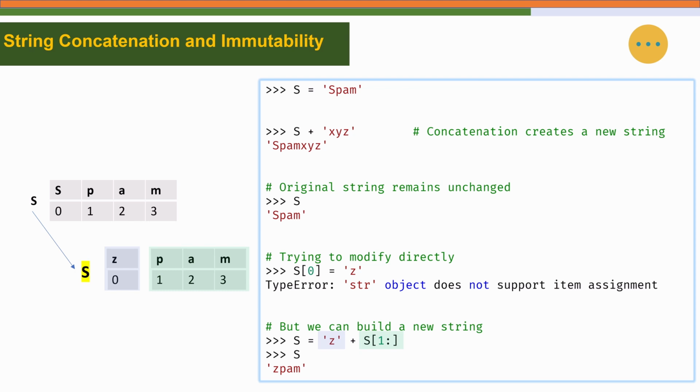Now the new value of S is ZPAM. Essentially, you are not modifying the old string, you are creating a new one and assigning it to the same variable name. Behind the scenes, Python automatically handles memory management and cleans up the old unused string when it's no longer referenced. So the key takeaway here is that strings are immutable, but names are not. You can rebind a name to a new object whenever you need to.